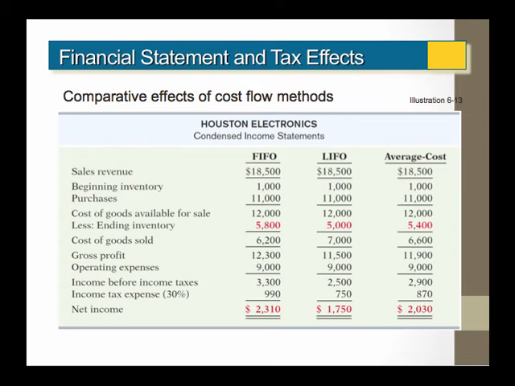So take a look at this example for the goods available for sale and the ending inventory. Ending inventory for FIFO was $5,800, but in LIFO it was $5,000. When we figure out cost of goods sold, because of rising prices, LIFO's cost of goods sold was higher. When the cost of goods sold is higher, the net income ends up being lower. If you look at average cost, it provides us with a result that's somewhere in between FIFO and LIFO.